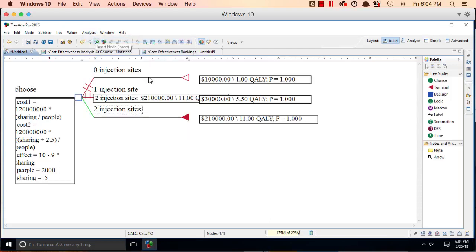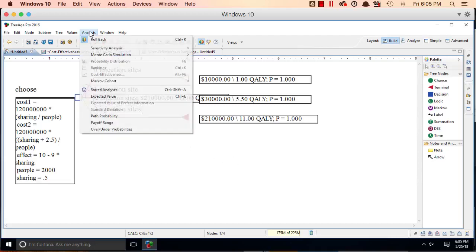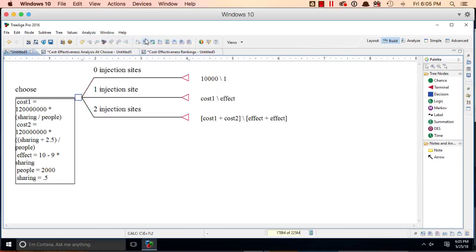So it's going to scale up the supply curve all the way from 0 injection sites to 1 injection site to 2 injection sites. And in that base case scenario, with people equal 2,000 and sharing equal 0.5, we'll recommend 2 injection sites because the ICER is less than $50,000, and it has the highest net monetary benefit of those different options if you go back to that table. So it snips off 0 injection sites, snips off 1, and is recommending 2. So 2 injection sites is the most cost-effective option in this base case scenario where there's 2,000 injection drug users and half of them are sharing needles.